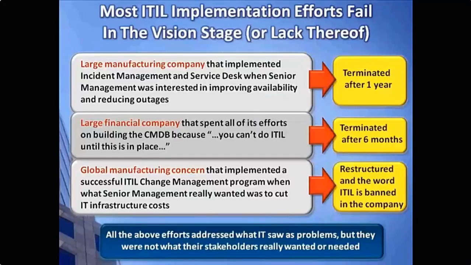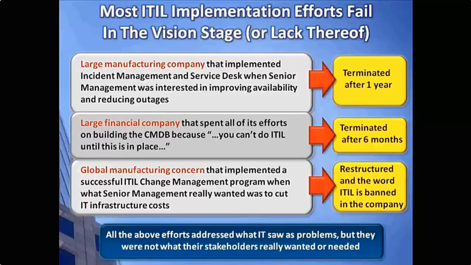Here are some more examples from actual companies where they just skip the visioning stage. A large manufacturing company implemented incident and service desk when really all senior management wanted was to improve availability and reduce outages. As you well know, looking at which ITIL process really helps you hone in on reducing incidents, stopping them from happening in the first place, really they maybe should have focused on problem management for that, and possibly availability, looking at their overall outages.